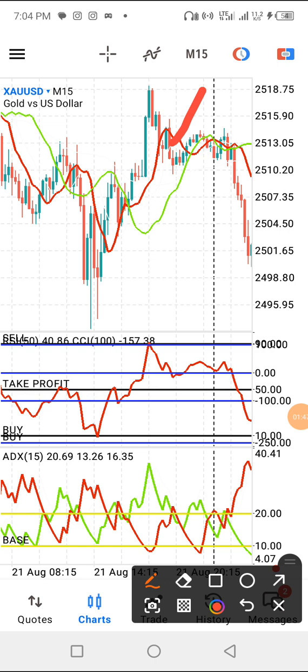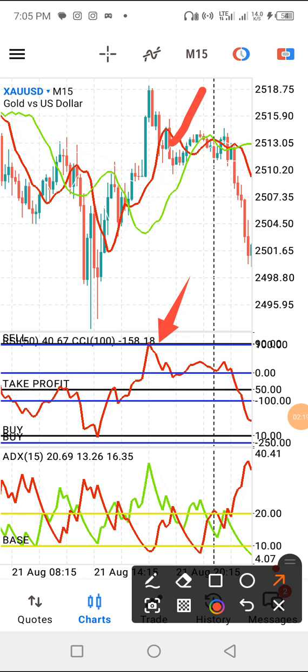Then the second condition is we want to see the CCI touching level 90 of the RSI, and once it crosses below level 100, either below level 100 or level 0, depending on the level it is in your window 1. So once it closes below it, then it's a good sign.